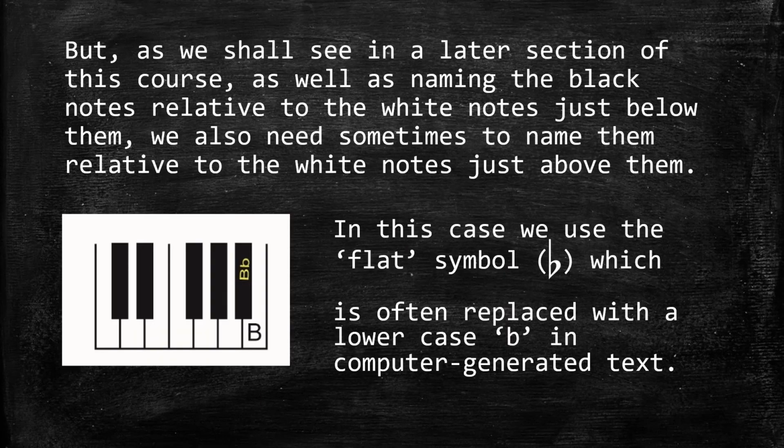But as we shall see in a later section of this course, as well as naming the black notes relative to the white notes just below them, we also need sometimes to name them relative to the white notes just above them. In this case, we use the flat symbol, which is often replaced with a lowercase b in computer-generated text.